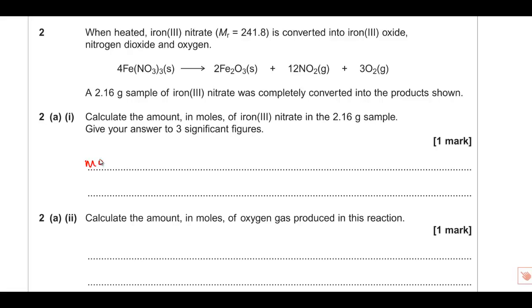So moles, mass over MR, is going to be mass 2.16 divided by 241.8, and that is going to give us a delightful value of, and I'll do it in standard form, 8.93 times 10 to the minus 3. Note here, very key thing, give your answer to 3 significant figures. Don't start ruining it because you'll just completely throw those marks away. If it's not to 3 significant figures, you will lose the mark, okay?